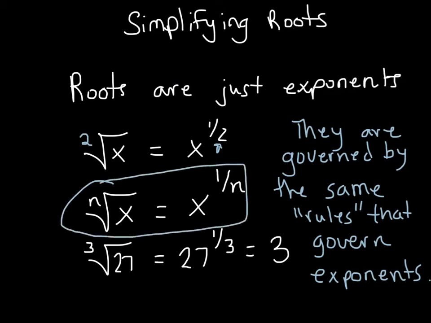We're going to discuss this property in much more detail and why it works in class. And so, of course, this translates to the cubic root of 27 is the same thing as 27 to the 1/3 power, which is the same thing as 3. Okay, but because they're exponents, that means that they're governed by the same rules that we just learned about that govern exponents. We're going to use that to simplify these things.